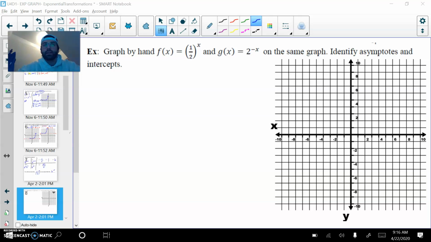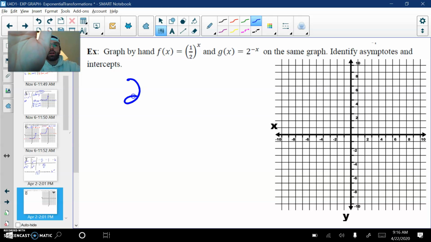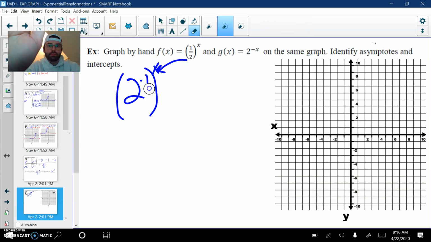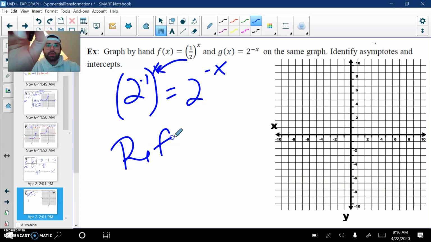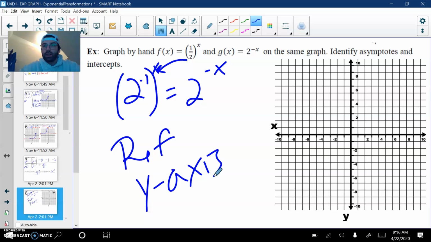Excuse me, I also realize this isn't on your sheet, but that's okay. I just want to talk briefly about it. This is really 2 to the negative 1 to the x power, all right, which is the same as 2 to the negative x. So that's going to reflect over the y-axis. Remember, if it's attached to the x, it reflects, and that would just look something like that. I know I did that quick, but if your exponent's negative, it flips over the y-axis like that.